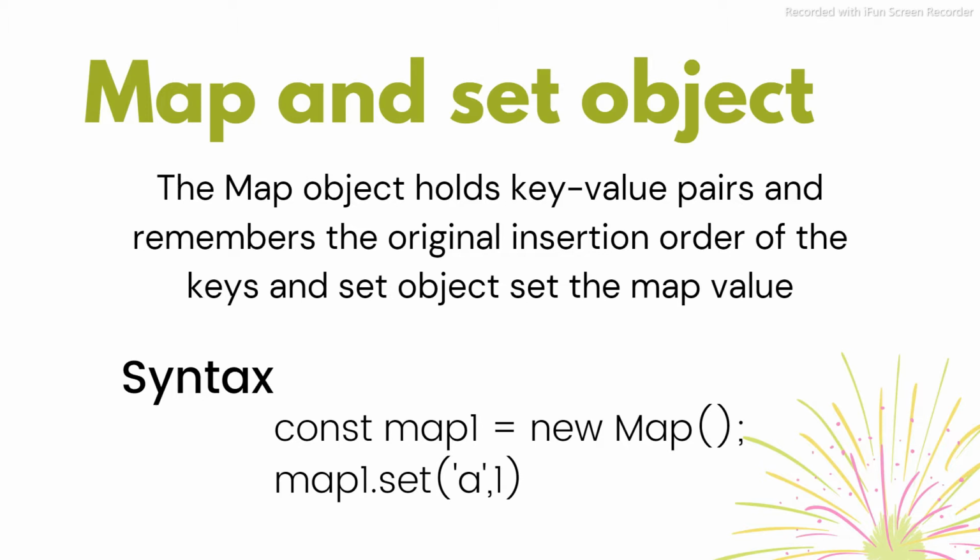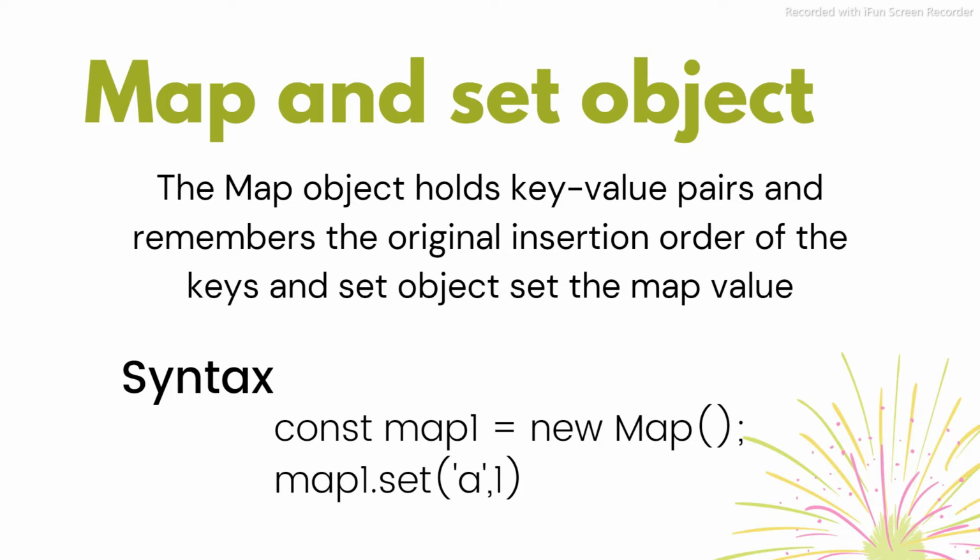What is a map? A map is an object holding key-value pairs. Whenever you create a map, an object is created, and using set we can add properties and values to it. So using the map we can create an object and add properties and values.